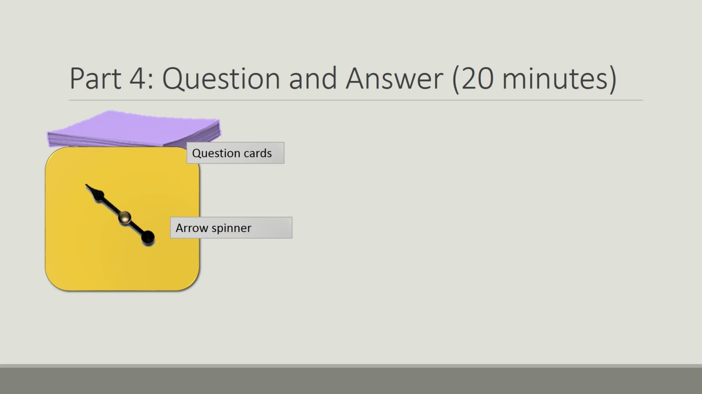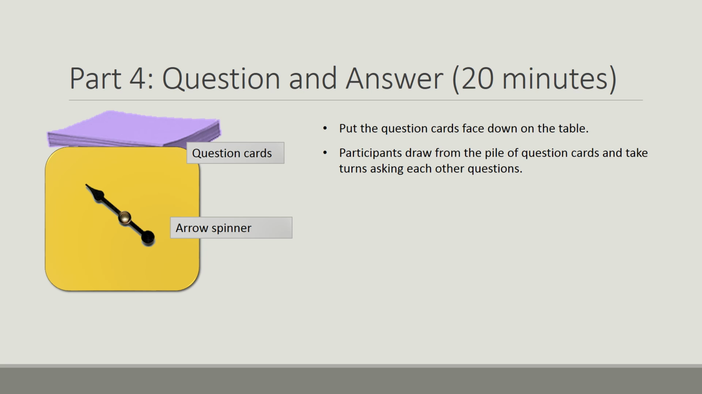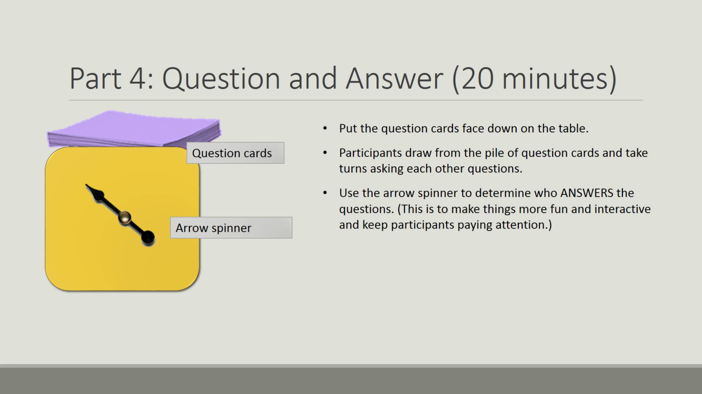Now that the participants are fluent and confident in asking the questions, we expand this activity by adding in the answers and make it a bit more fun and interactive with the arrow spinner. The question and answer section should take about 20 minutes. Put the question cards face down on the table. Participants draw from the pile of question cards and take turns asking each other questions. Use the arrow spinner to determine who answers the questions. This is to make things more fun and interactive and keep participants paying attention.